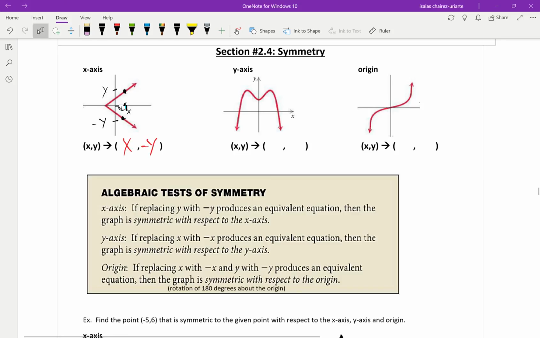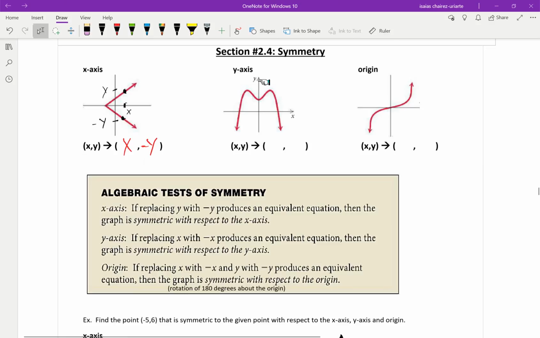So I hope you see that. Here, for instance, I have the point x comma y right there, and I have the corresponding point x comma negative y. That's because this graph is symmetric with respect to the, sorry, the x-axis. But notice that this is not a function. It fails the vertical line test. That's okay. Sometimes our graphs are not functions, so that's no problem. We can have symmetry with respect to the x-axis. It's just that if a graph is symmetric with respect to the x-axis, it is not a function.